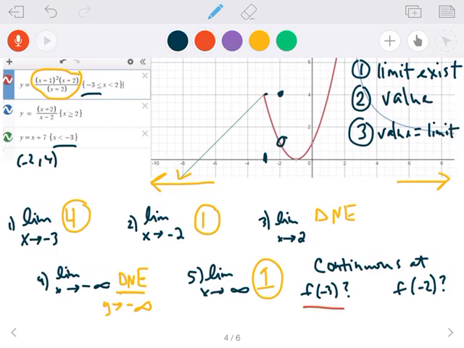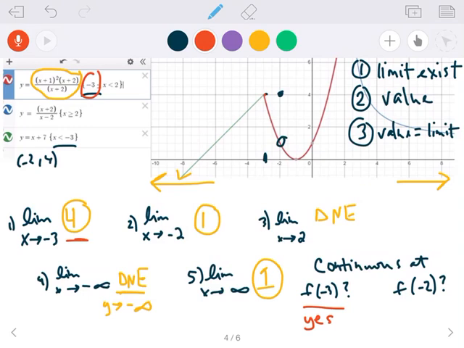So the first question, does the limit exist? We said that earlier over here. The limit exists and it's 4, so we meet that criteria. Is there a value there? We see that here because there is a value. It's equal to 4 here. And are those two things the same? Yes. This function is continuous at that point.